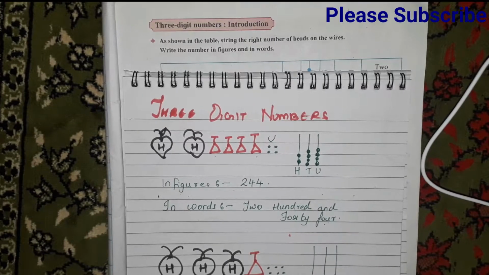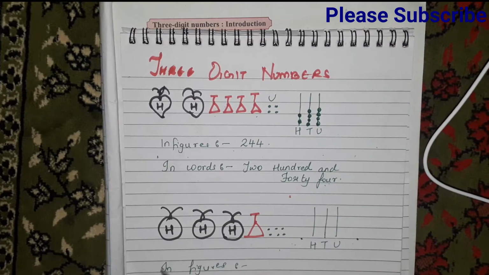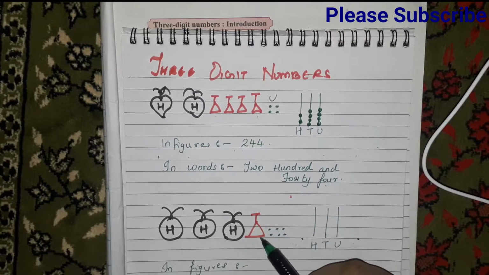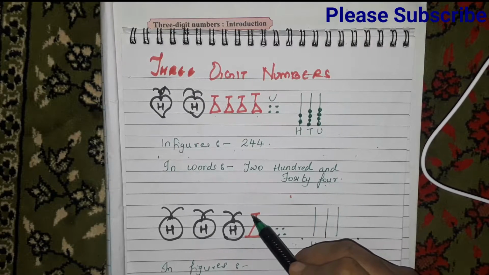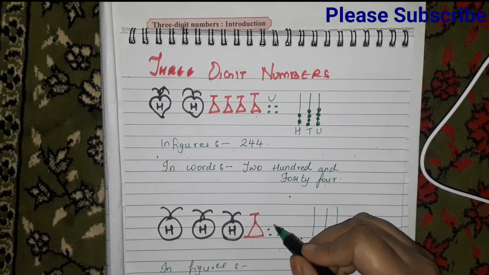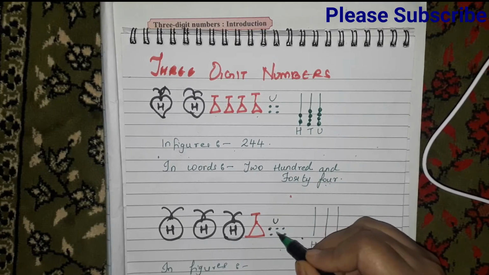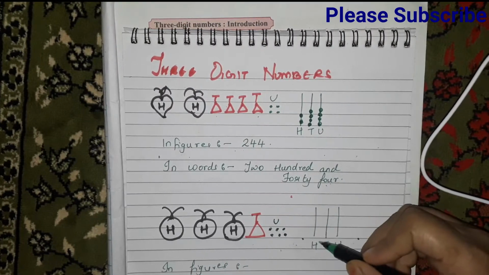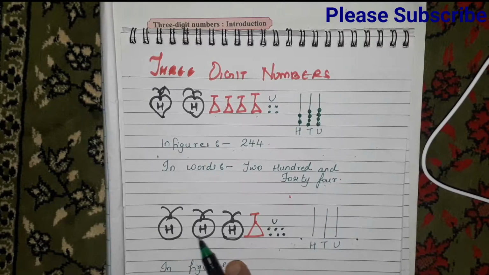So how in words will we write? Two hundred forty-four. Now see the next example. Here 3 bags of hundreds are given: 1, 2, 3. H stands for 100. And only one tens is given, this T. And how many unit dots are there? 1, 2, 3, 4, 5, 6. So how will we mark here?